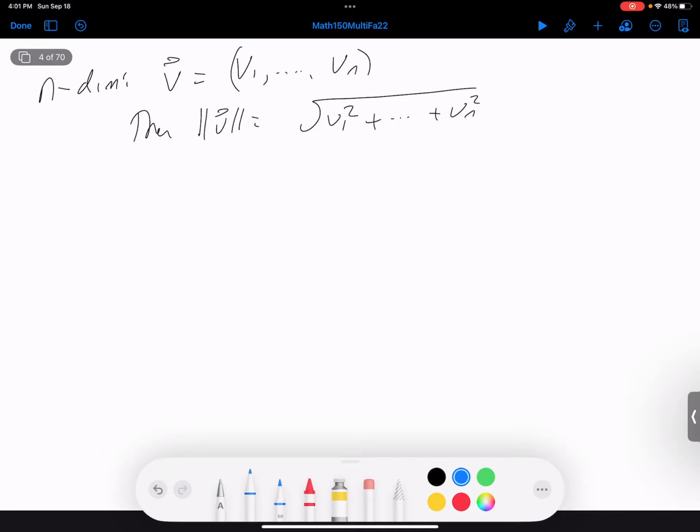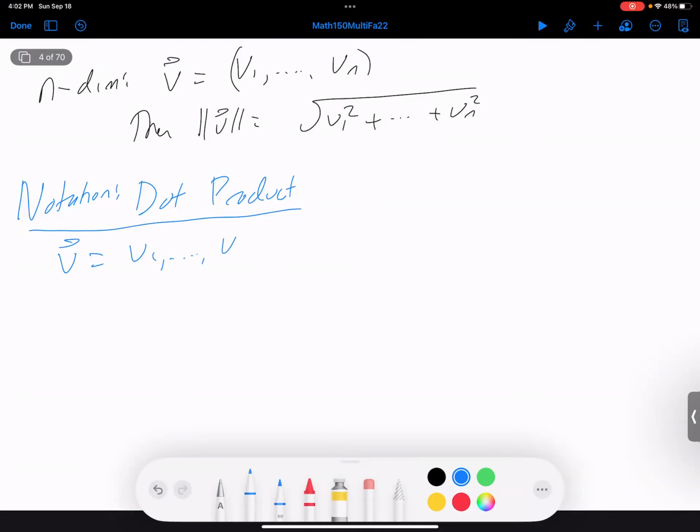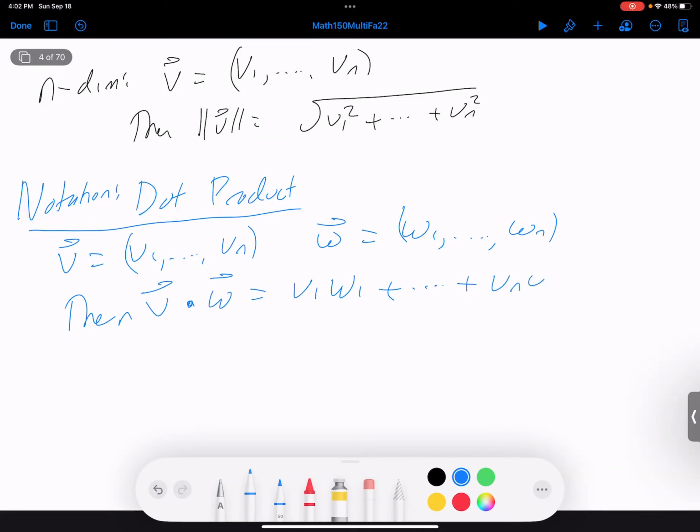Now we introduce some important notation called the dot product. We'll see later why it's so useful. If v equals v1 through vn, and w equals w1 through wn, then v dotted with w is v1 w1 plus dot dot dot plus vn wn, or you can write that as a sum, k goes from 1 to n of vk wk. So you basically multiply component by component and then add.